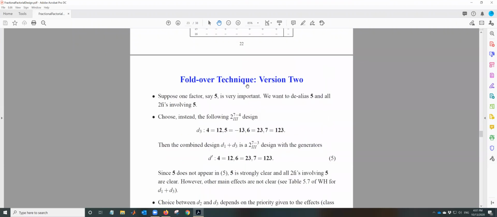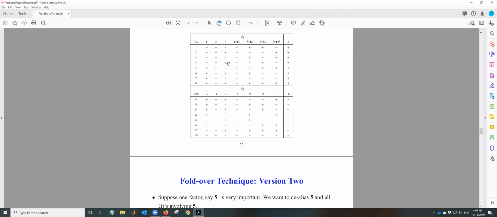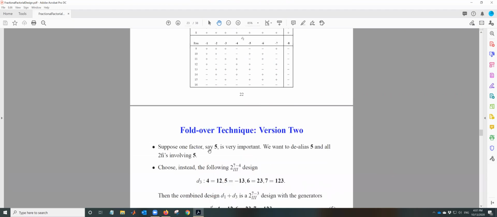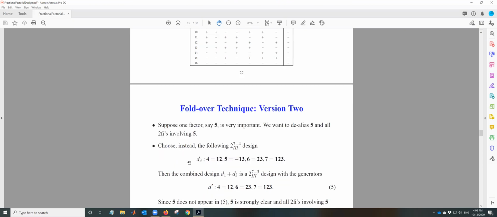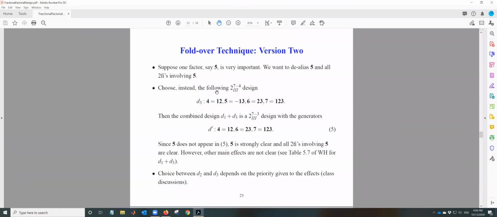Now, fold over version 2. Suppose this is an entire fold over. You have 1, 2, 3, 4, 5, 6, 7. You just fold over all of them. You see the signs are all reversed. But now, suppose you want to fold over only one factor. Suppose one factor is very important. We want to de-alias 5 and all 2 factor interactions involving 5. So instead, we choose this follow-up design. That means 5 equals minus 1, 3.